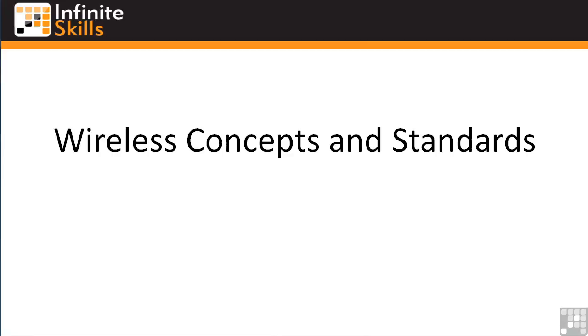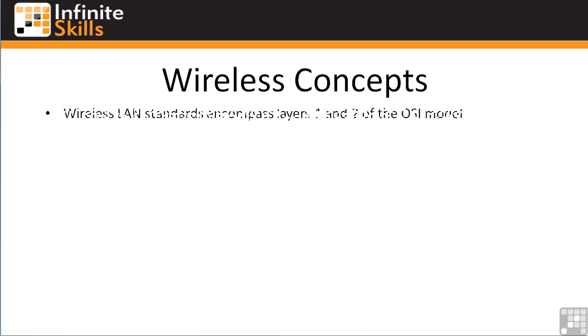So in this video, we're going to discuss some basic wireless concepts, and we're going to discuss the various wireless LAN standards that are out there. Now, wireless networks encompass both layers 1 and 2 of the OSI model. Obviously, since there's no fiber optic or cable or anything like that to connect to your wireless network card, that takes care of layer 1, and since wireless LANs have their own frame type, 802.11, to actually send the data across the network, that takes care of layer 2.